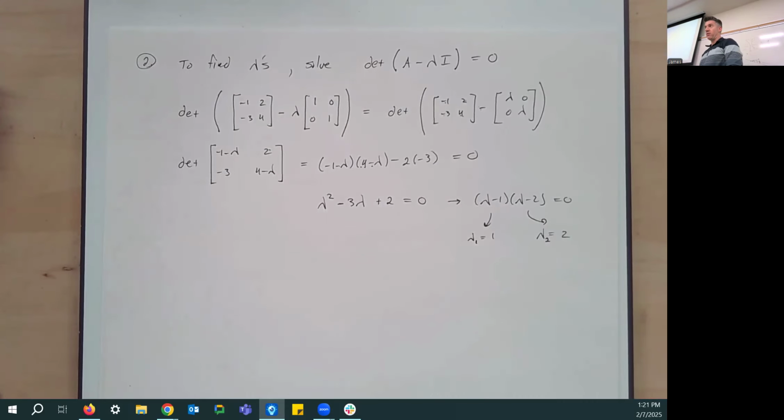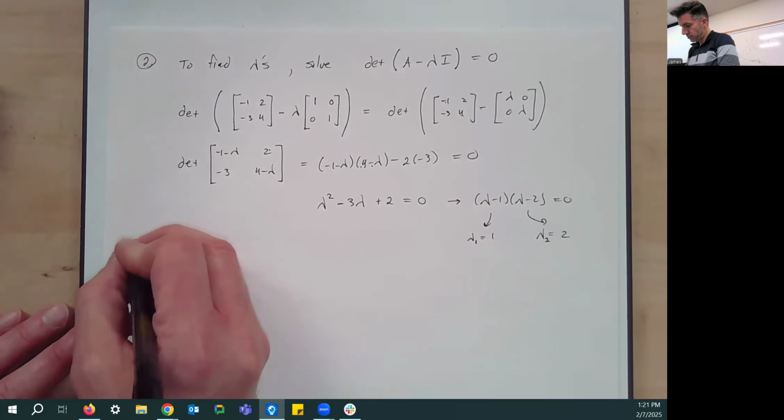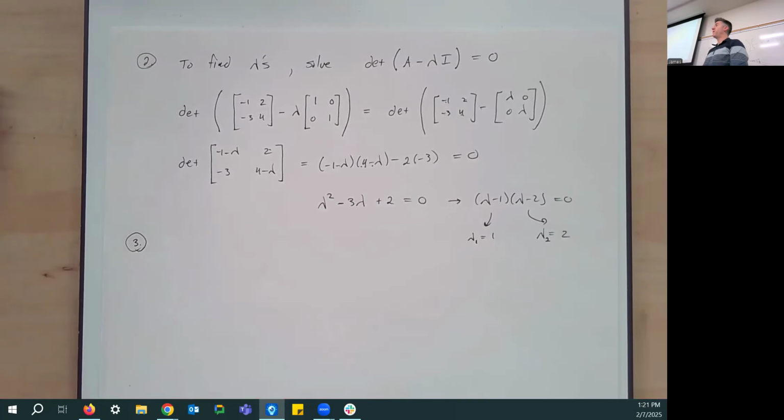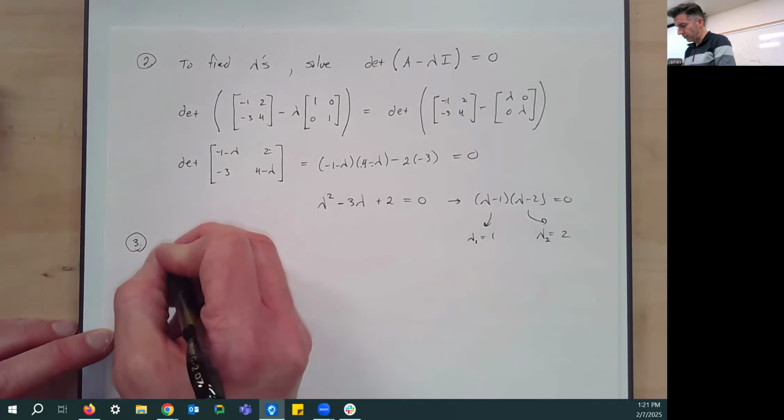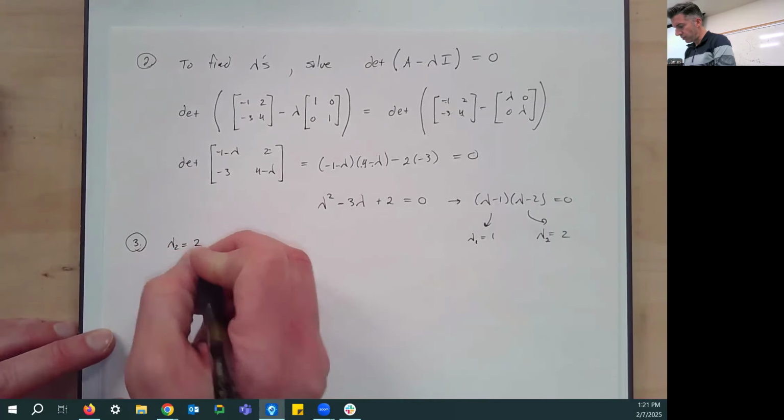Cool, so we found the eigenvalues. Now we're going to find the eigenvectors. There's a couple ways to find the eigenvectors, and I'll show you both because I think they're both worthwhile. So let's start with lambda 2 equal to 2 first.